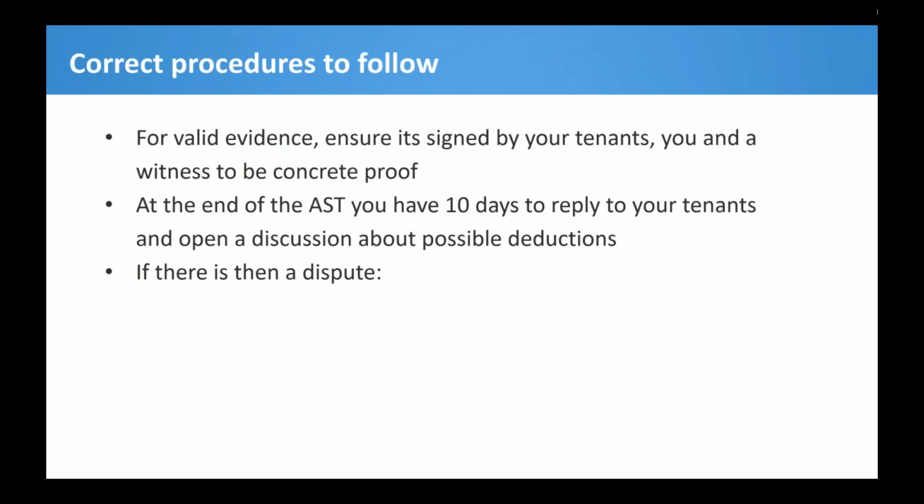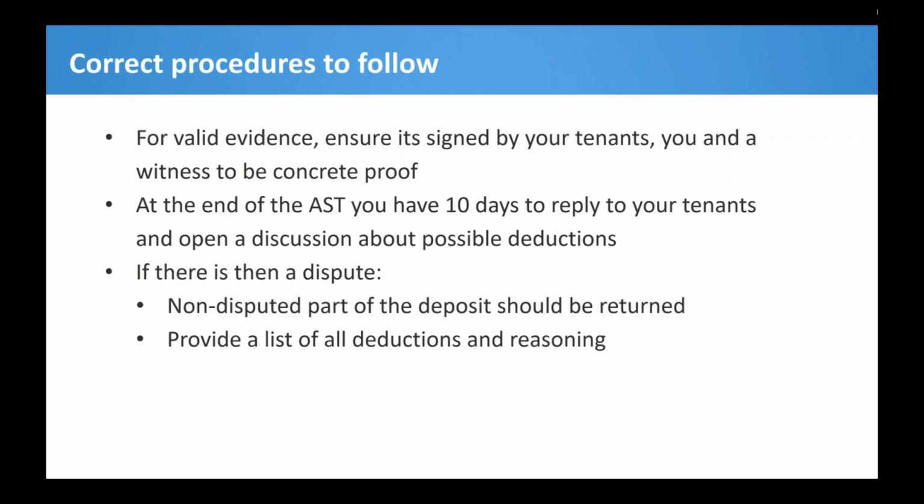Should there be, in the unlikely case, that sort of 2%, that you can't reach an amicable solution, if there was a deposit of, say, £1,000, the bit that isn't being disputed, say 700, that amount should be returned back to your tenants, and then the other 300 generally goes to the deposit scheme to decide what happens at that moment in time.